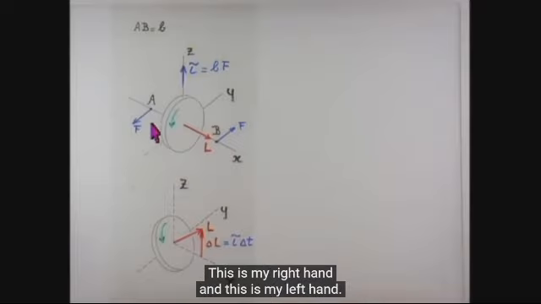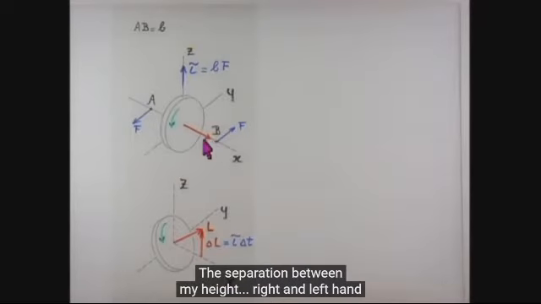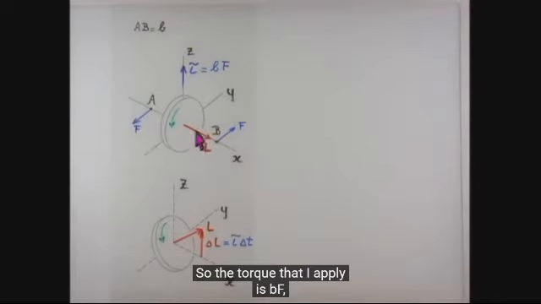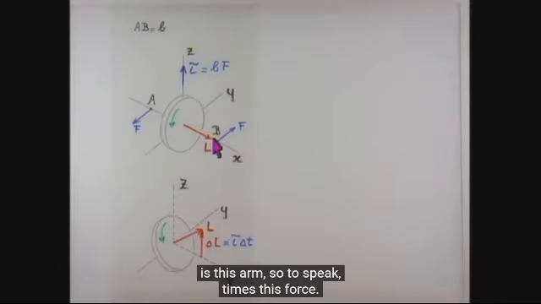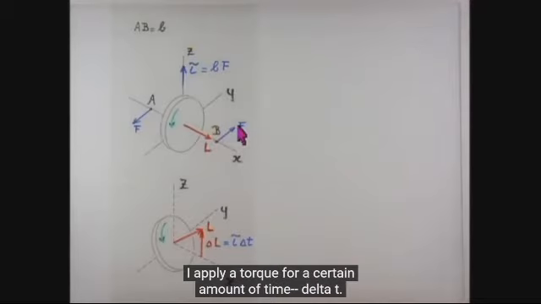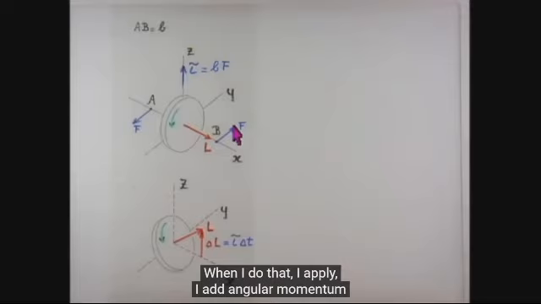This is my right hand, and this is my left hand. The separation between my right and left hand is little b. So the torque that I apply is bF. It's this arm, so to speak, times this force, and the force is perpendicular to the arm. I apply a torque for a certain amount of time, delta t. When I do that, I add angular momentum in this direction.